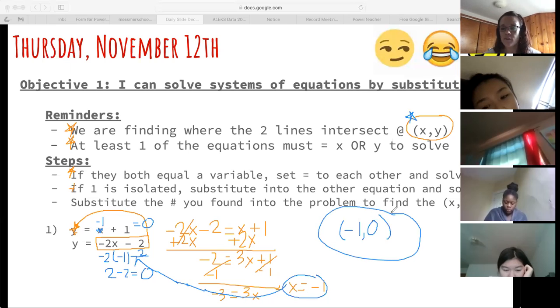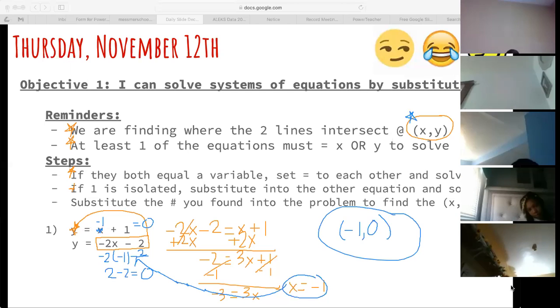Okay, so if you were to graph these, you would find that they intersect at negative 1, 0. Okay, how are we doing so far? Any questions, problems, concerns? Okay, that is just one type. That is if the y's are equal to each other. That's one type of substitution you might have.